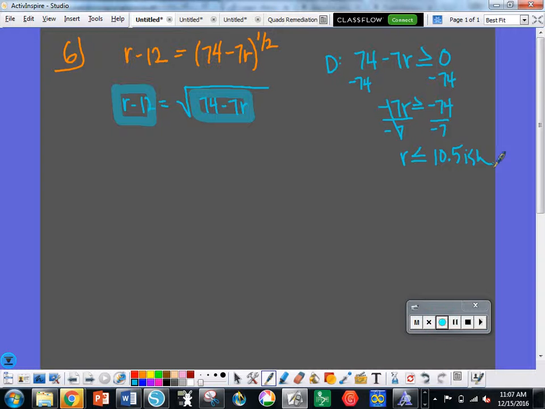Hold on. Or multiplying. Yes. And it's only if what you're dividing by is negative. So since the 74 was negative, that doesn't matter. It's because of the 7. Okay, so this is the first part of our domain. Let's look at the next part. I also know that r minus 12 has to be greater than or equal to 0, right? So add the 12. r has to be greater than or equal to 12.